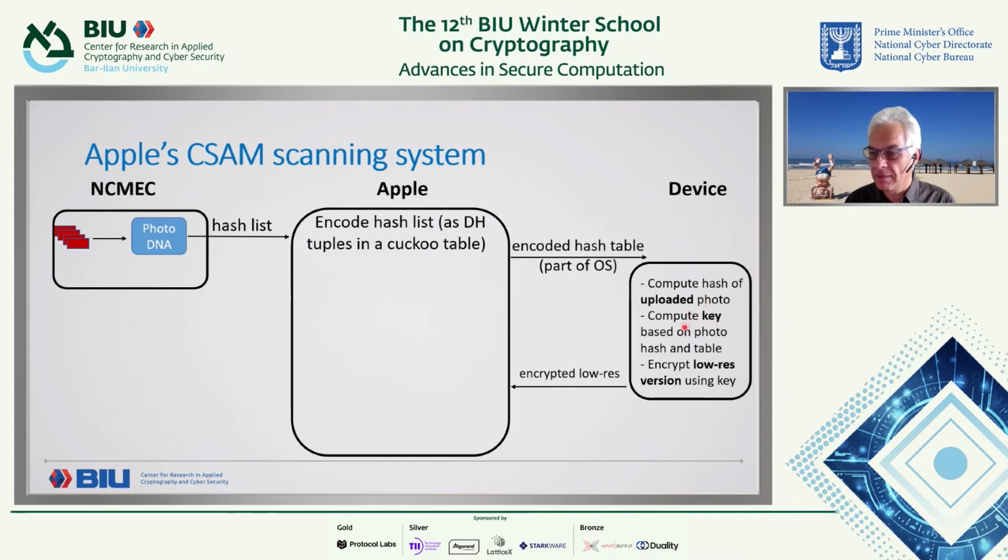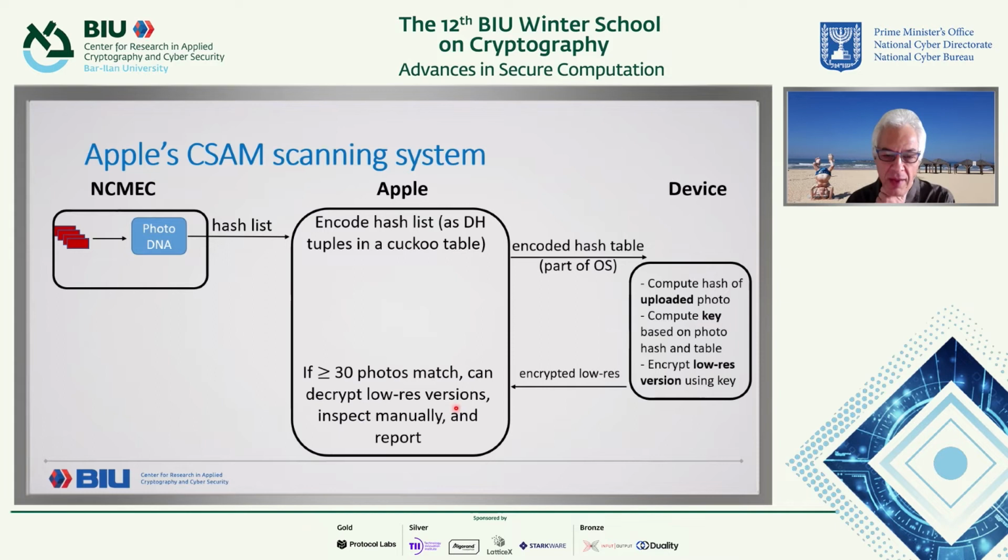You compute a key based on that photo and this hash table. You use that key to encrypt a low-resolution version of the photo, and you send it to Apple. And then the PSI magic: if there are at least 30 matches, then Apple will be able to decrypt the low-resolution versions, inspect them manually, and report. So this is how the system operates.